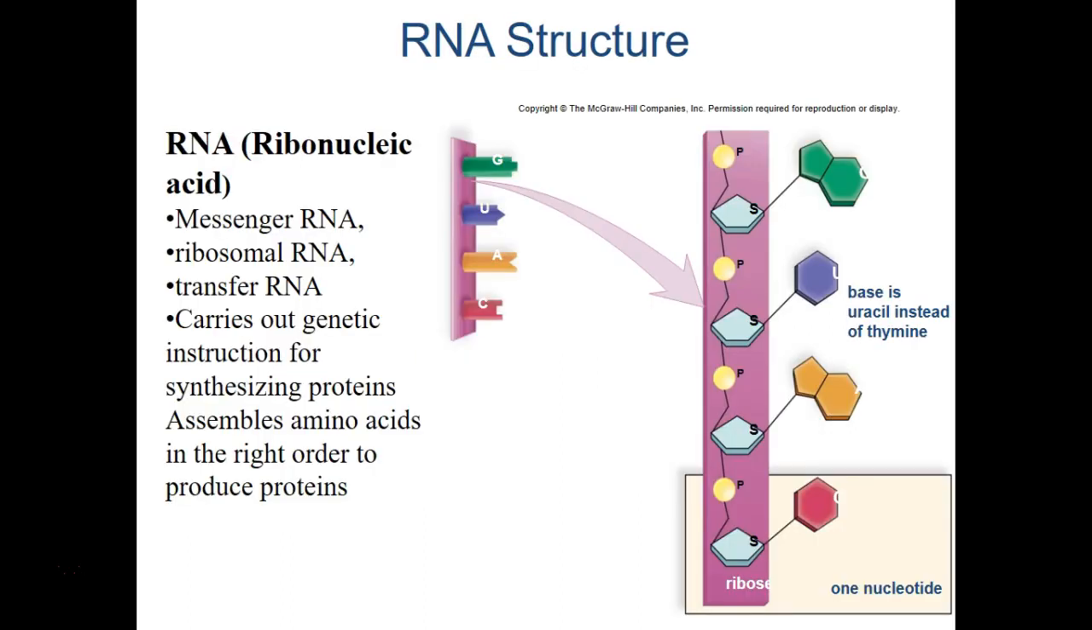RNA then is single-stranded, DNA is double-stranded. RNA can be found in 3 different forms as messenger RNA, ribosomal RNA, or transfer RNA. It contains ribose instead of deoxyribose, which is found in DNA. And RNA contains uracil instead of thymine. RNA is what actually builds the proteins, while DNA carries the information for building the proteins.